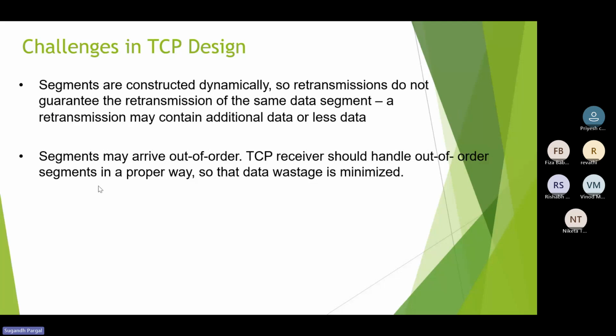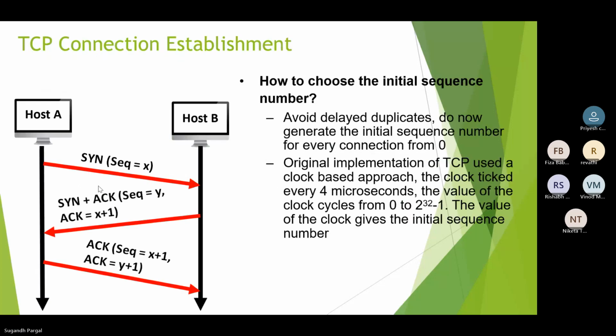The challenge in TCP design is that segments are constructed dynamically. So retransmissions do not guarantee retransmission of the same segment. A retransmission may contain additional data or less data. Another challenge is that segments may arrive out of order, so the TCP receiver should handle out of order segments in a proper way so that data wastage is minimized.